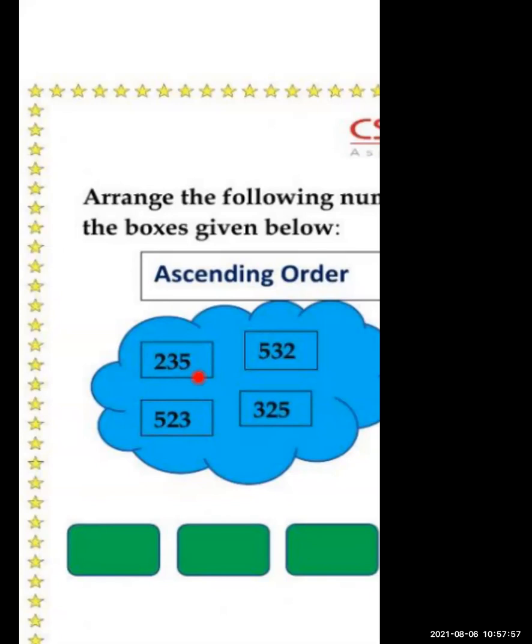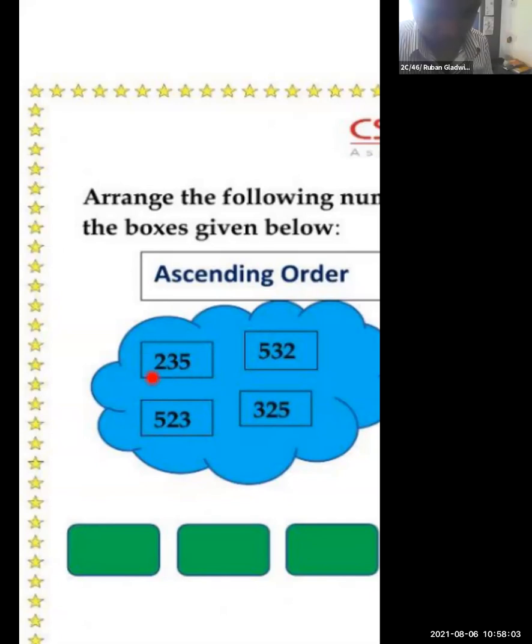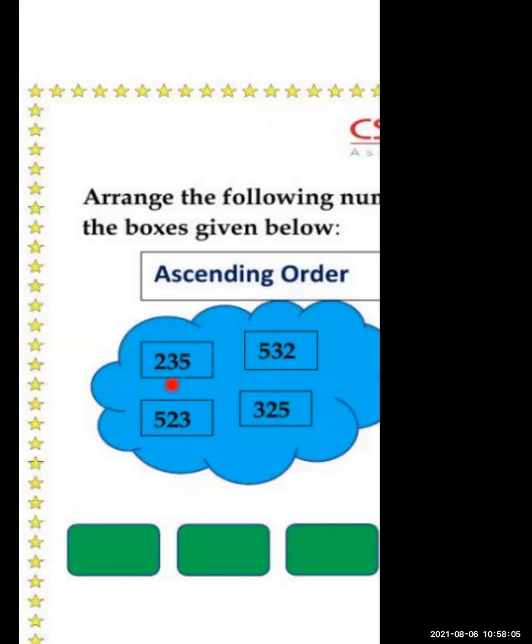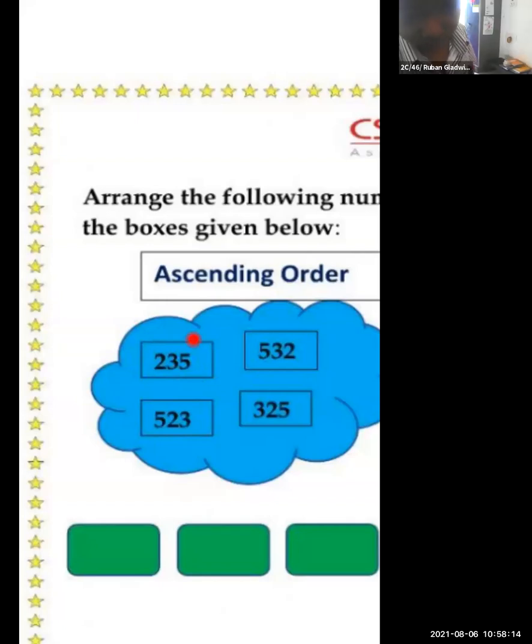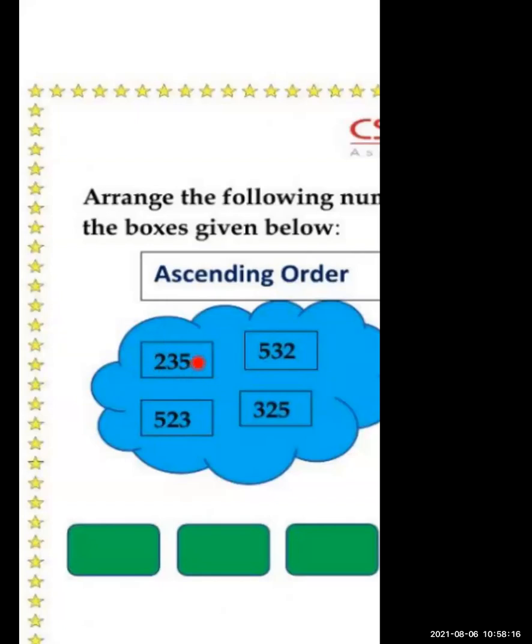They have their place values. We already learned place value. So what is the place value of the 2? It is 100. Place value of the 3 is tens. And place value of the 5 is ones. So how can we read it? Yes, this number is 235. Next number, read this number.